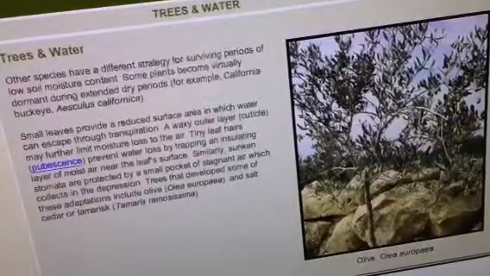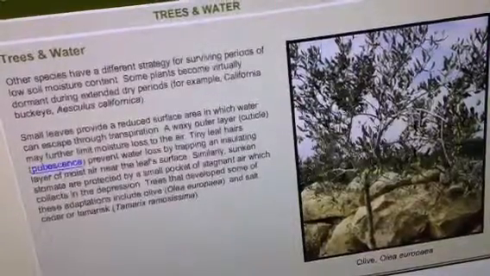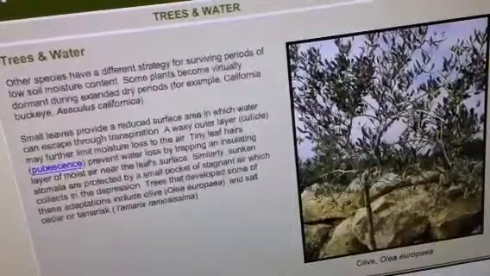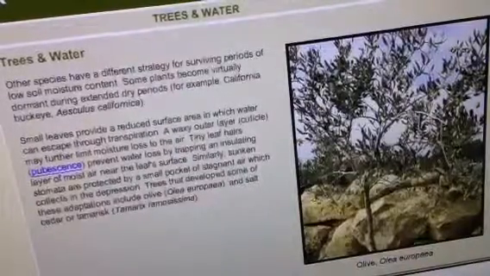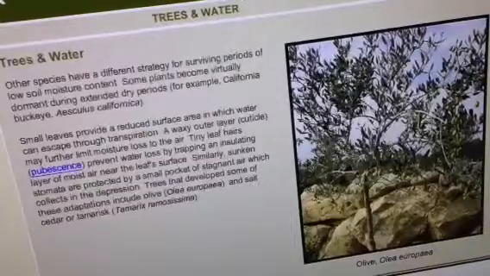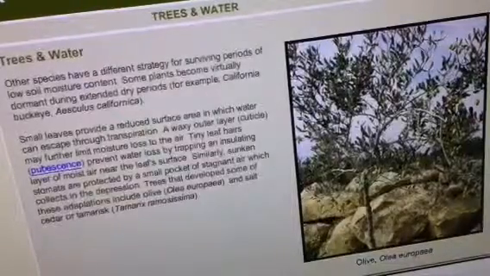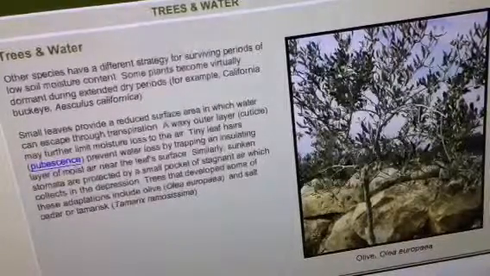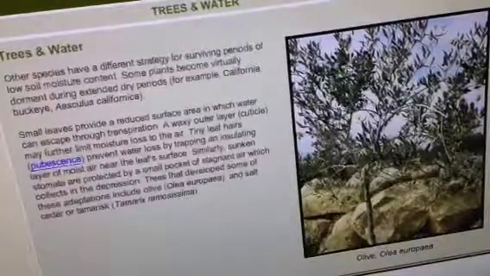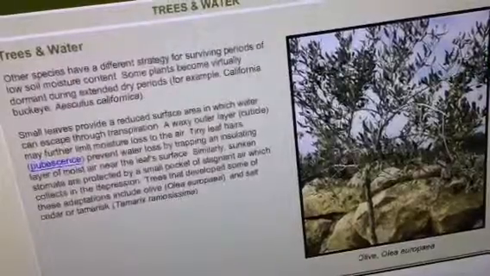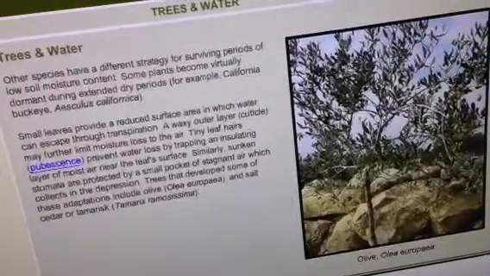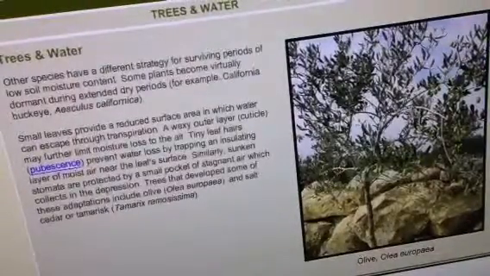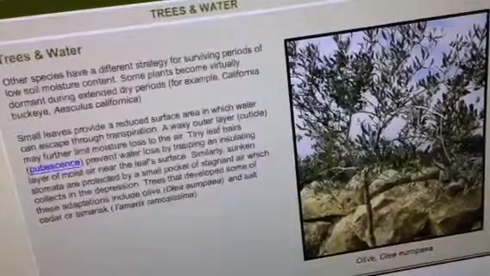This adaptation is commonly associated with mesquite trees, Prosopis glandulosa. Other species have a different strategy for surviving periods of low soil moisture content. Some plants become virtually dormant during extended dry periods, for example, California buckeye, Aesculus californica. Small leaves provide a reduced surface area in which water can escape through transpiration. A waxy outer layer, cuticle, may further limit moisture loss to the air.